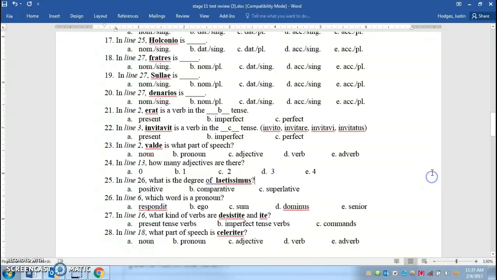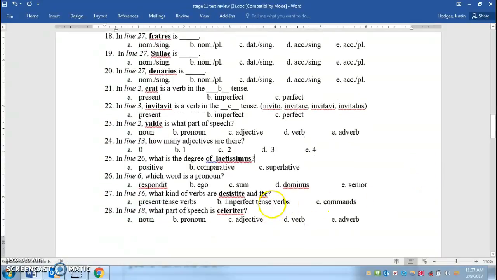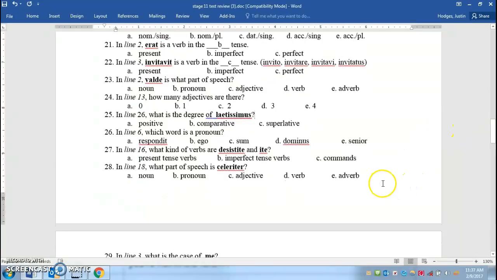Number 27, don't even worry about desistite and ite. These are commands. We haven't covered them yet. I don't know why it's on this study guide. And additionally, celeriter. This is also an adverb.